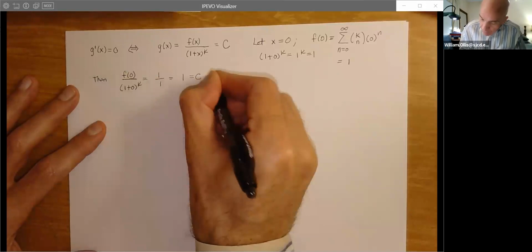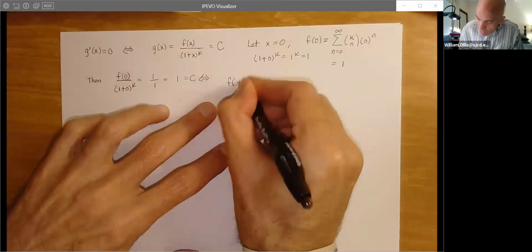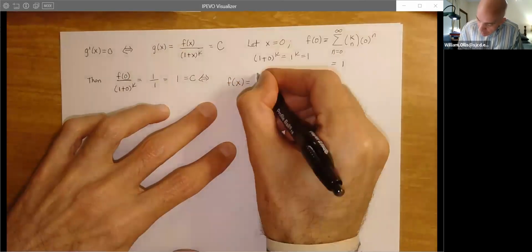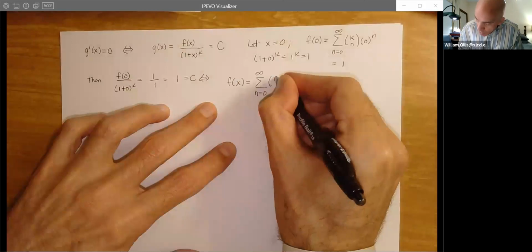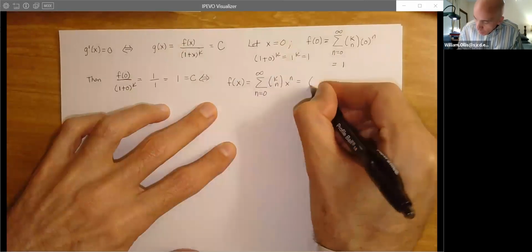If and only if f of x, which is the infinite series here, k choose n, is actually the binomial.